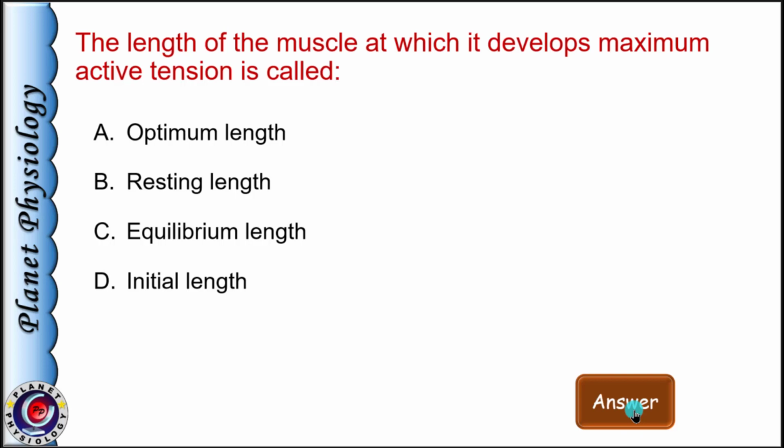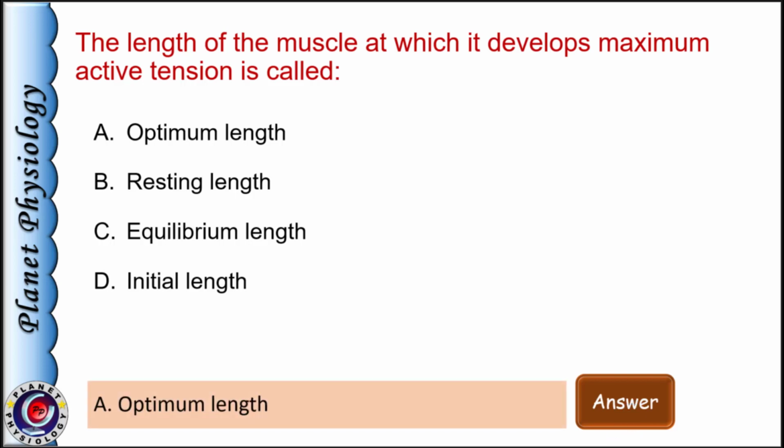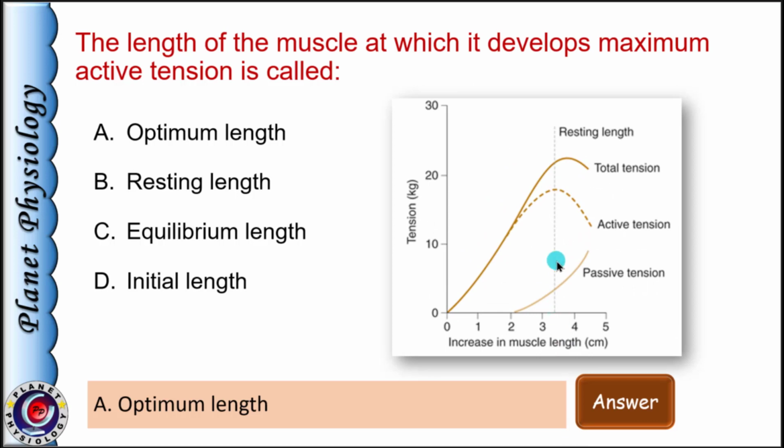Okay, the correct answer for this question is option A, optimum length. The length of the muscle at which muscle fibers can generate maximum force isometrically is called optimum length. The length of the muscle at rest in the body is its resting length. And usually in the body, the resting length of the muscle is the optimum length, where maximum active tension is generated. The length of the muscle before contraction begins is termed initial length. So here is a diagram showing the resting length where active tension developed in the muscle is maximum.